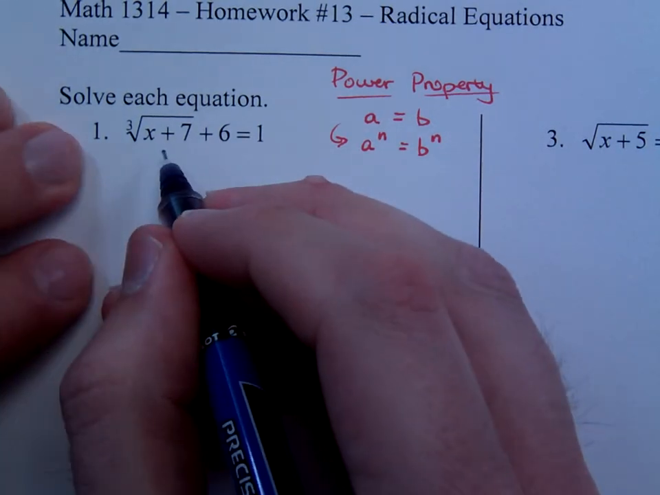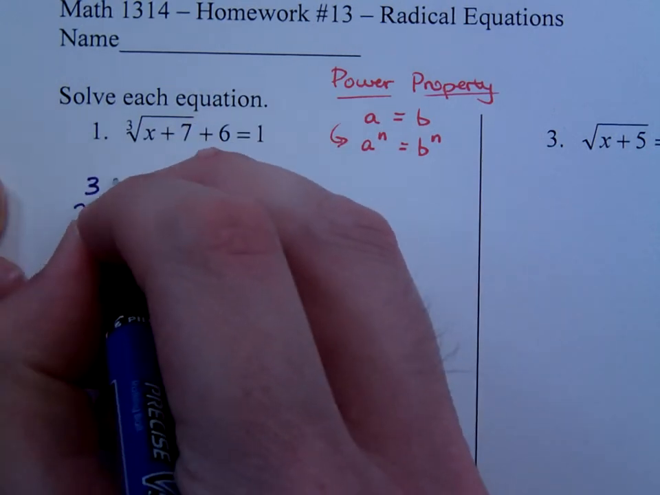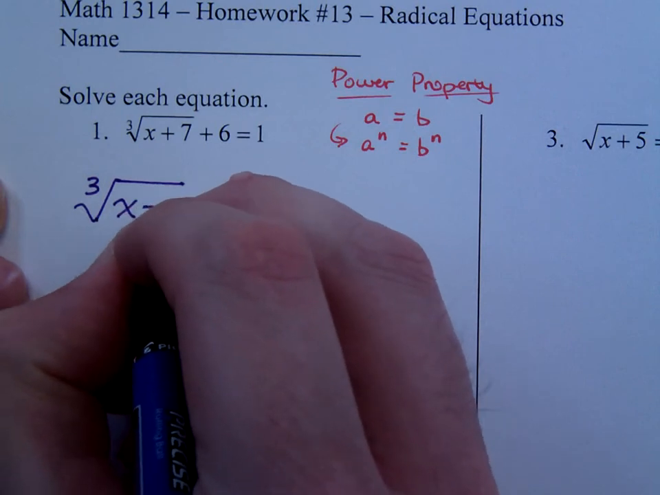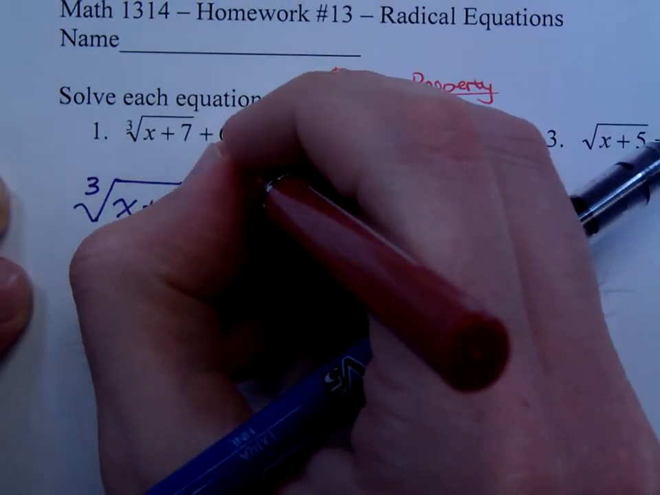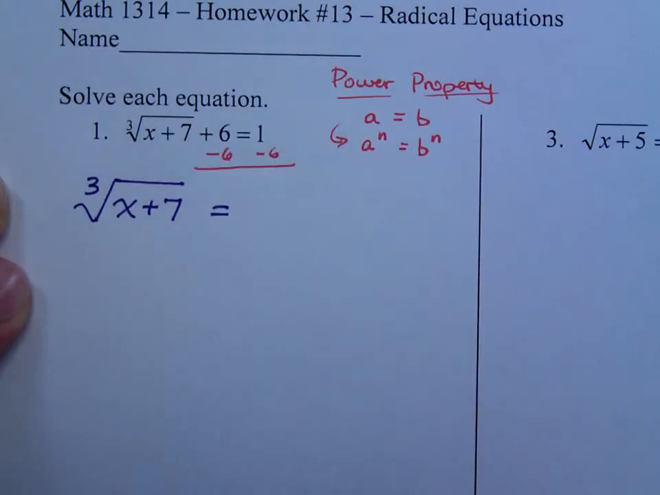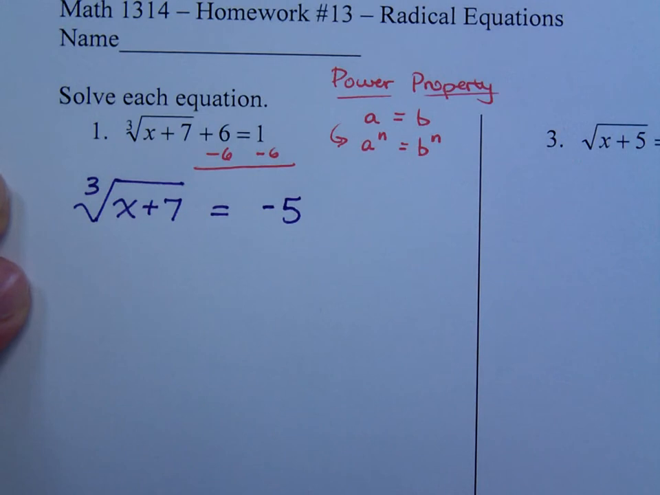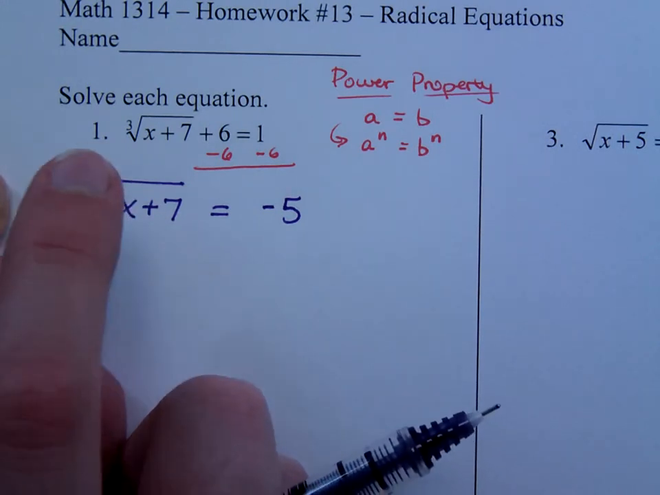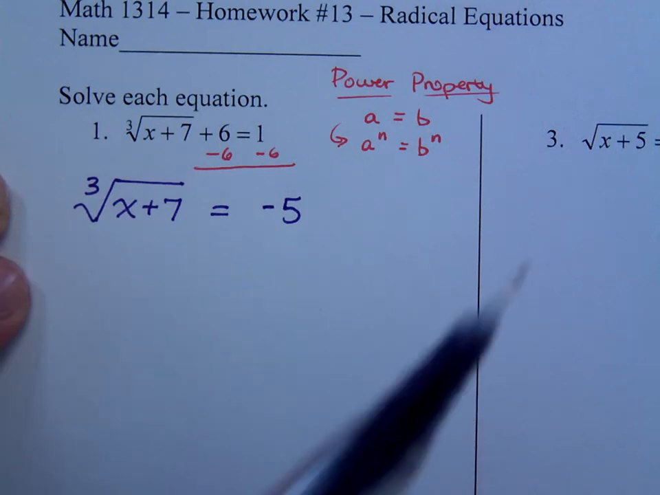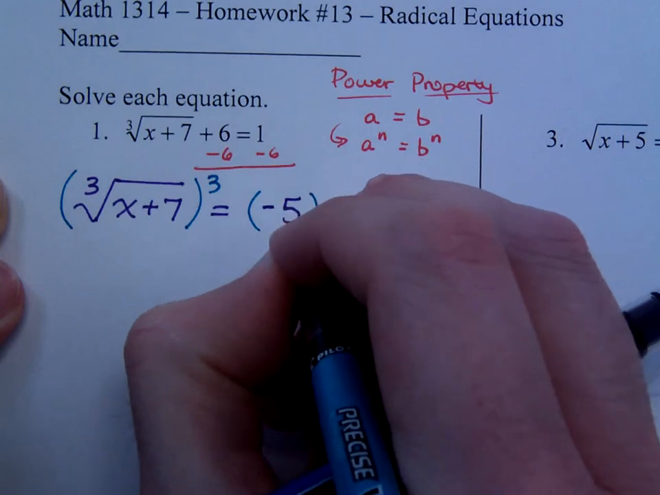So in this first equation, we need to get this cube root by itself. And that can be easily accomplished by moving the 6 to the other side. So by subtracting the 6, we have -5. Now, it's all about undoing what's being done to x to get it by itself. So the opposite of taking the cube root is raising to the third power.